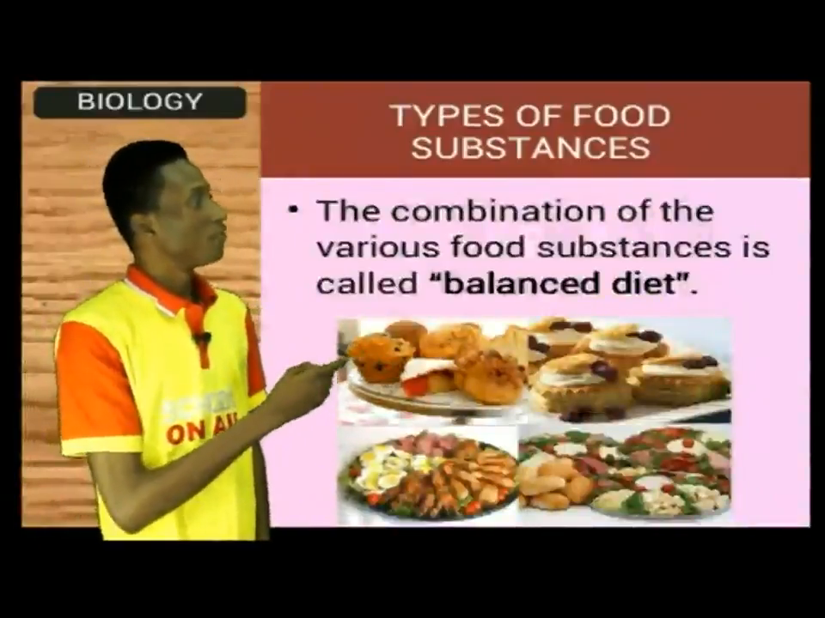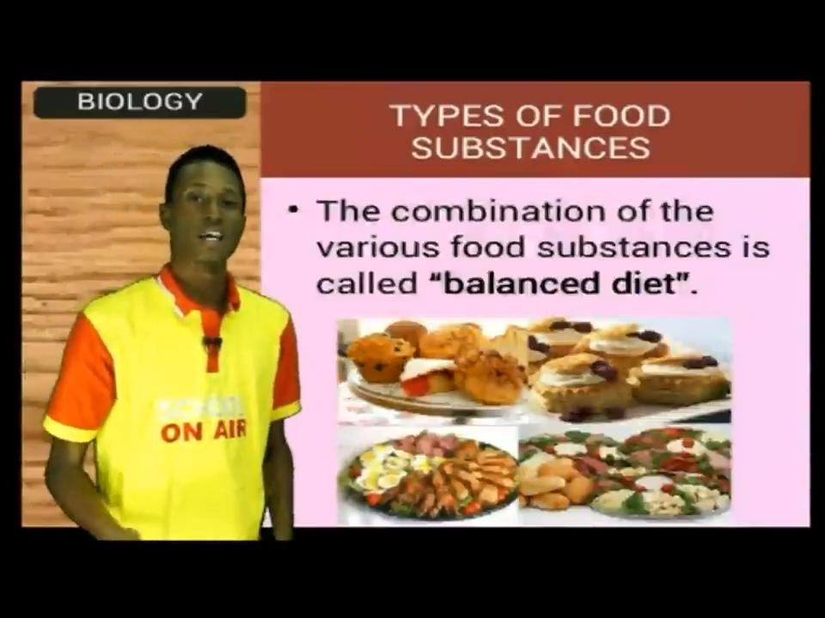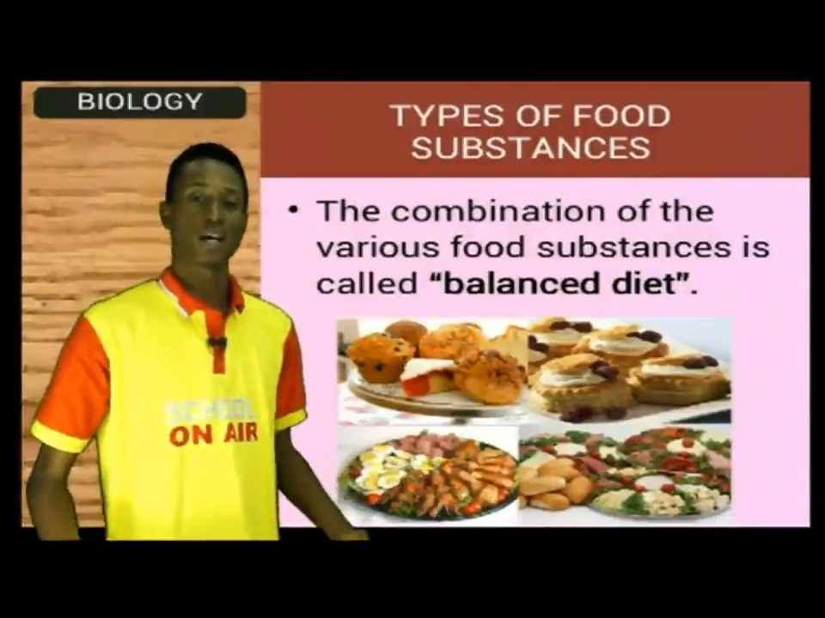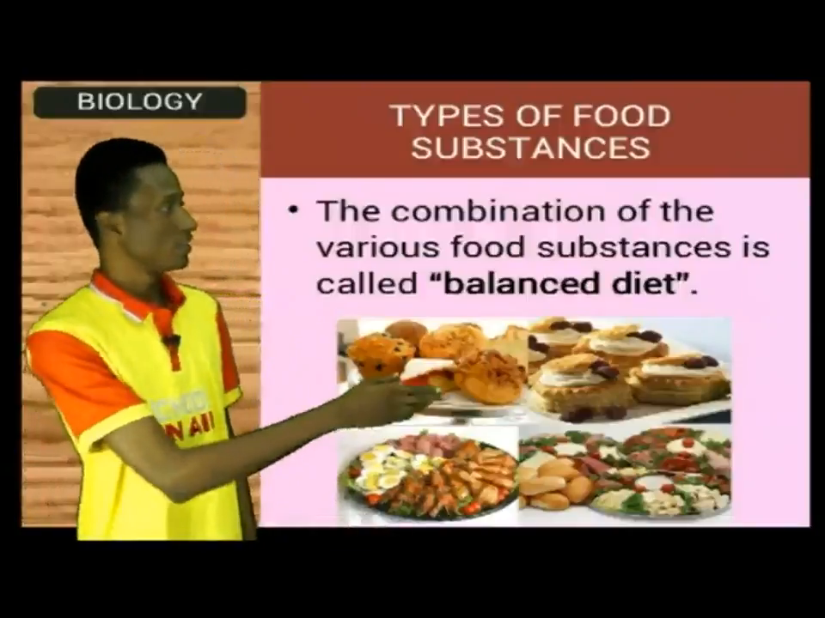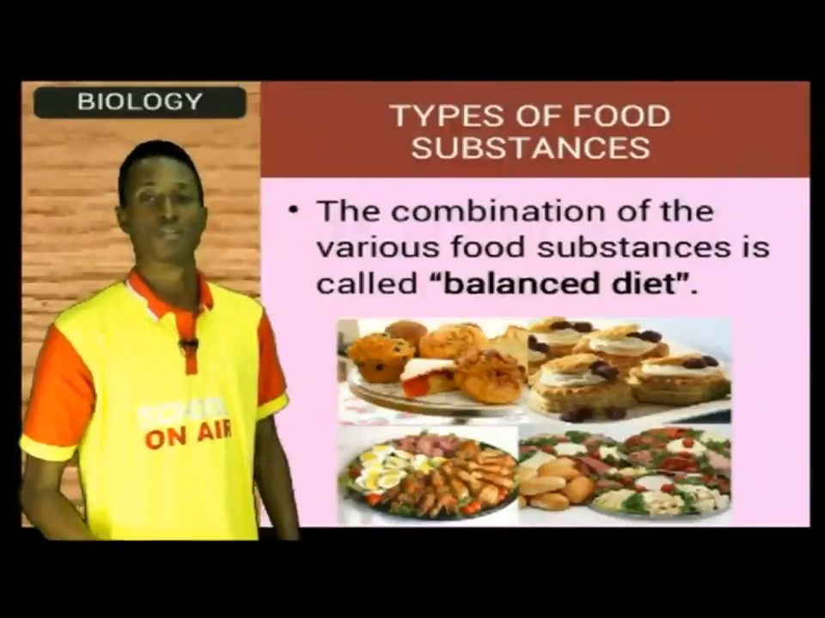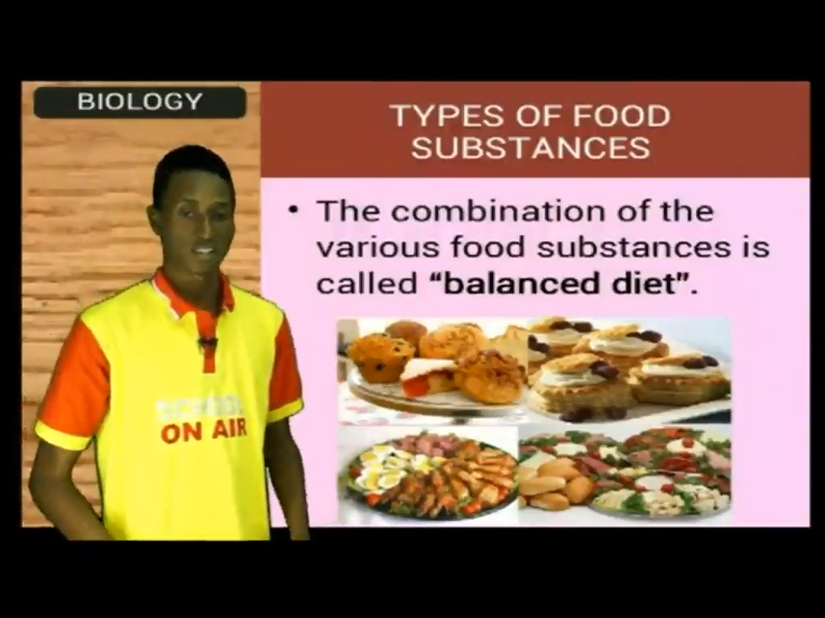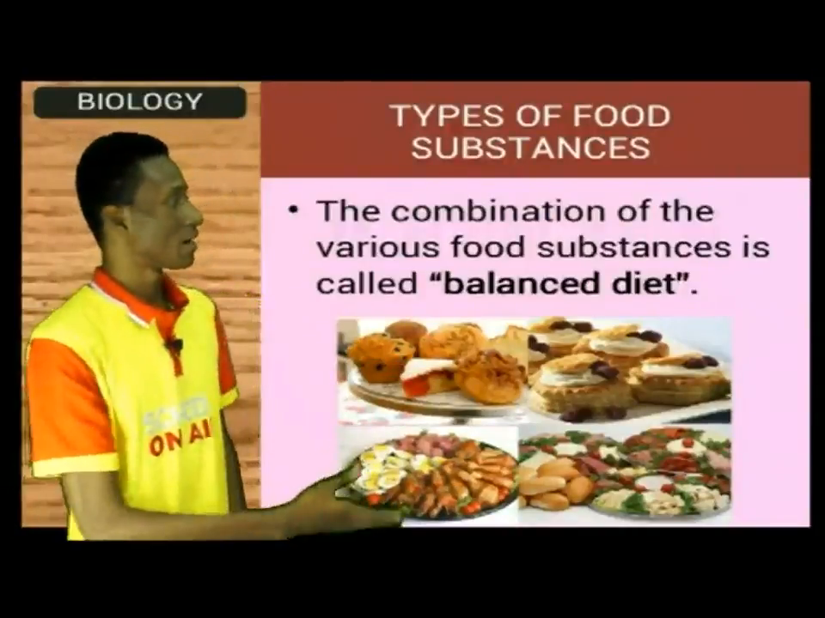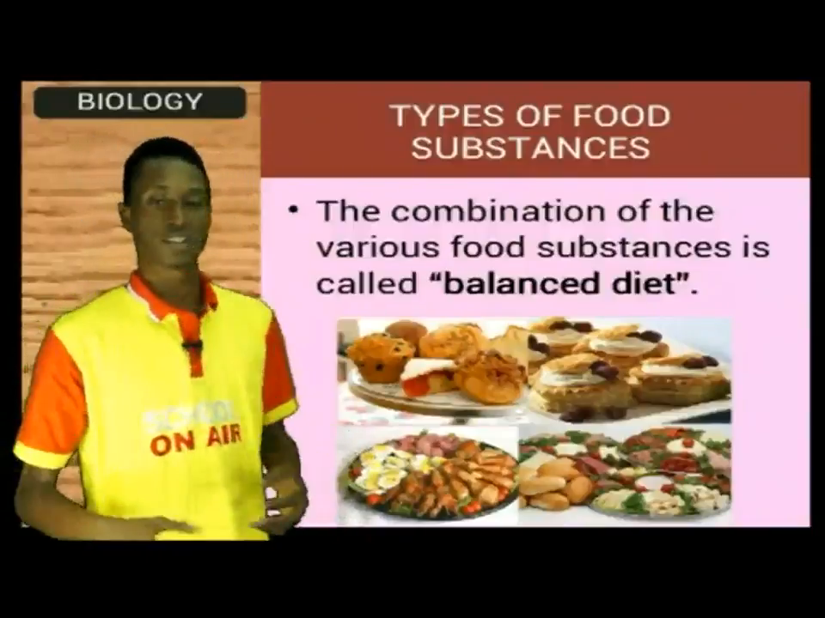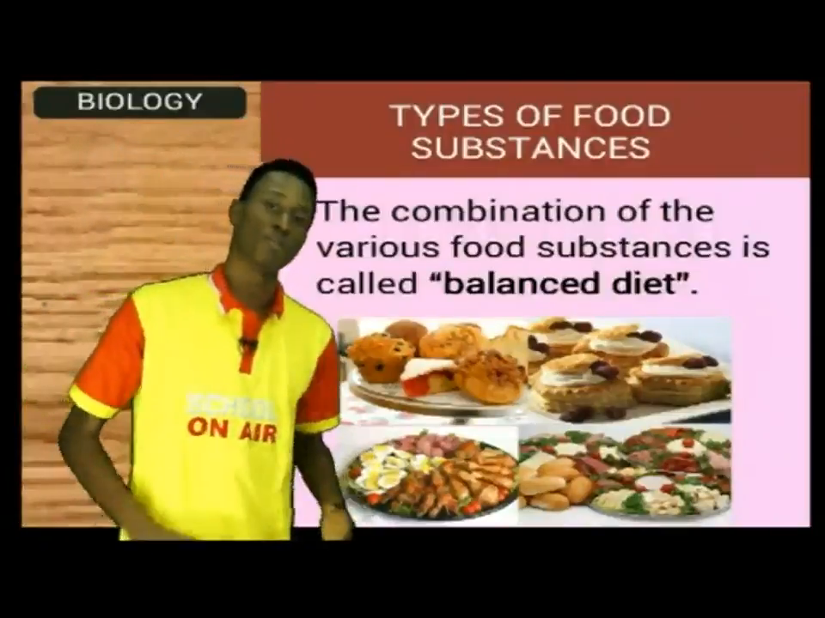The combination of the various food substances is called a balanced diet, as I explained earlier with the illustration of rice, beans, meat, water, and salad. You can see in this picture, these are the combination of various types of food, giving us balanced diets. As we go on, we'll explain what the term balanced diet is and why we need to consume balanced diets and not just an aspect of the type of food substances.